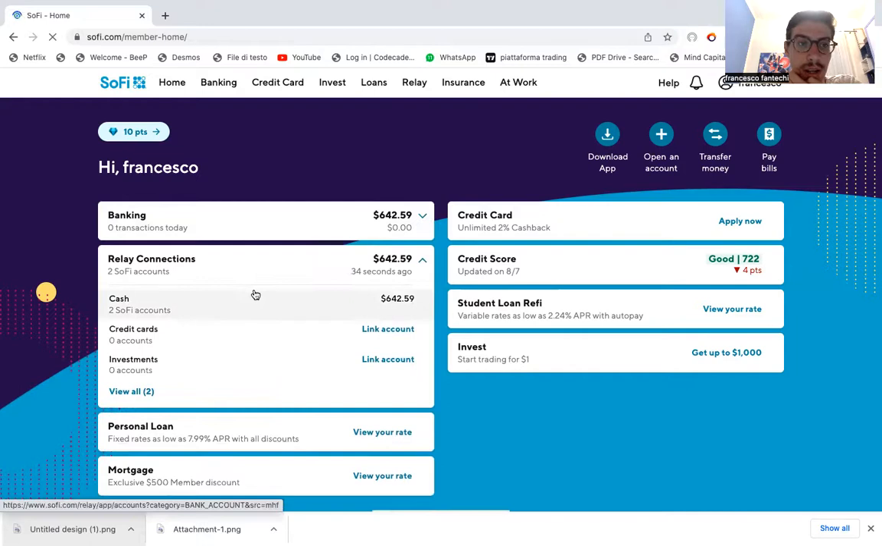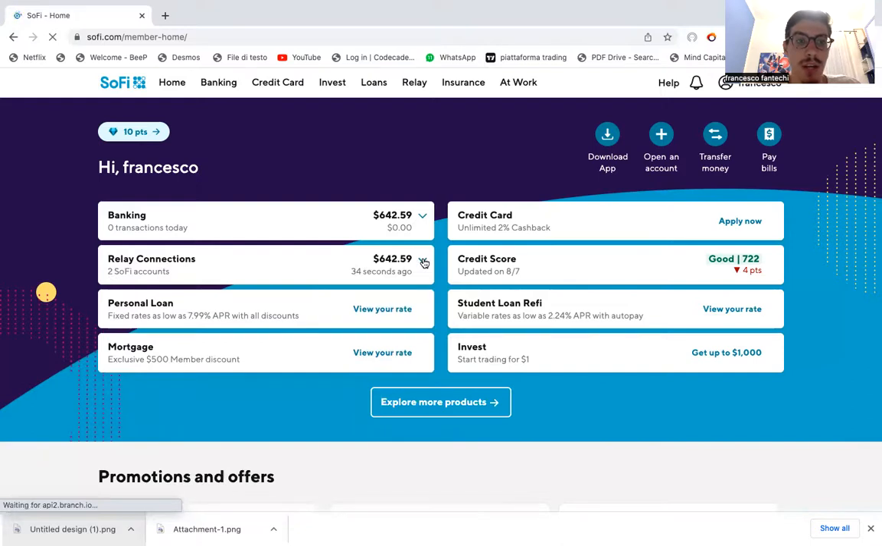Then there are some connections here. You can see that there are cash, credit cards, and investments. So basically you can have within Sofi Technologies a cash account, credit cards, and investment accounts. You can have personal loans. So this means that you can take out a personal loan just like at any other bank, but it's all digital.